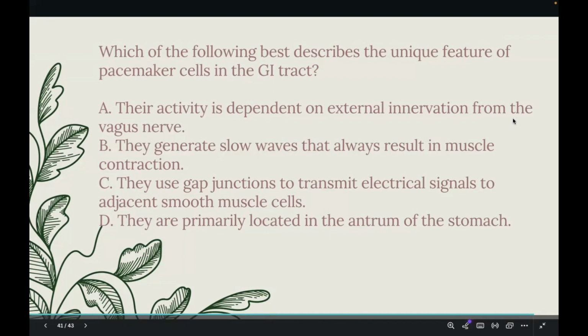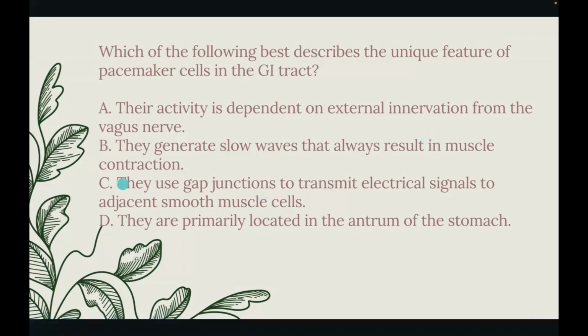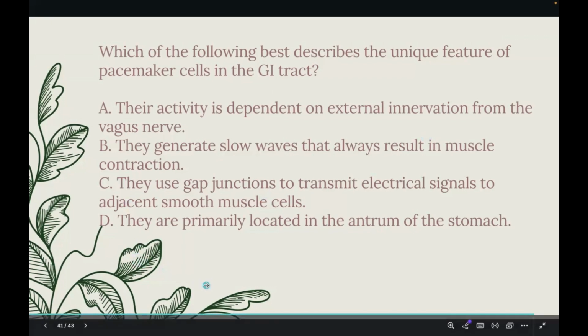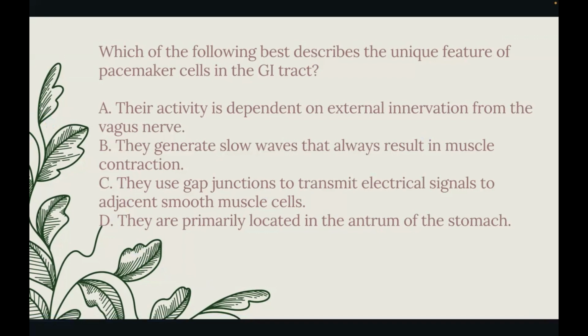In short, memorize this: pacemaker cells, these interstitial cells of Cajal, generate their slow waves due to their own intrinsic pathway. Perfect. So be careful when reading the choices. This question probably won't come for you, but the other three are pretty high yield.